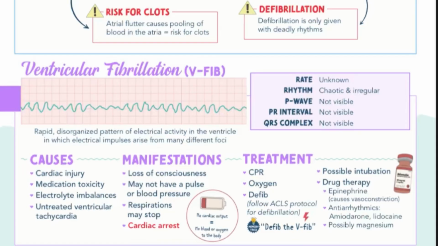So next is ventricular fibrillation. You can see in this strip the rate is unknown, and the rhythm is chaotic and irregular. There is no P wave, no PR interval, no QRS complex. There is a rapid, disorganized pattern of electrical activity in the ventricles, in which electrical impulses arise from many different points, different foci.